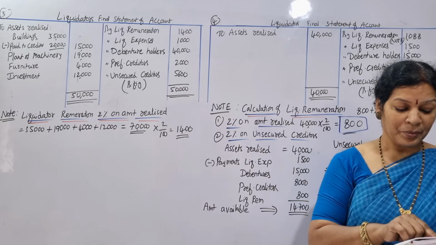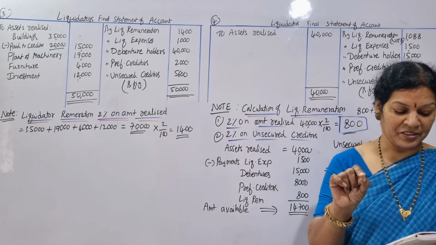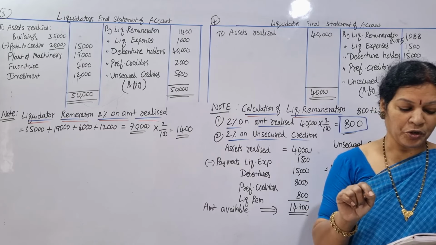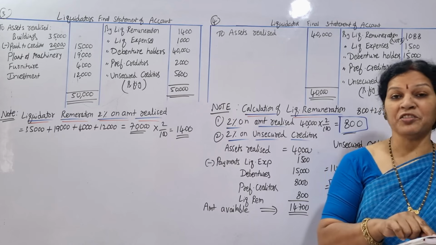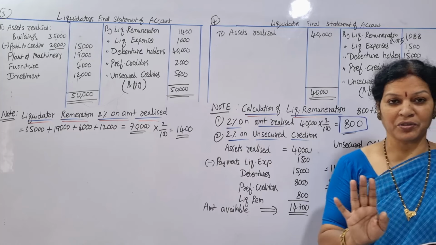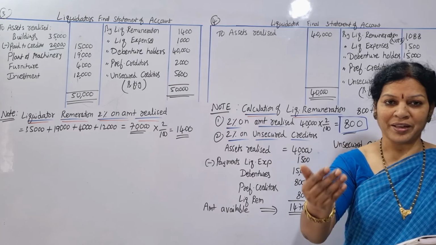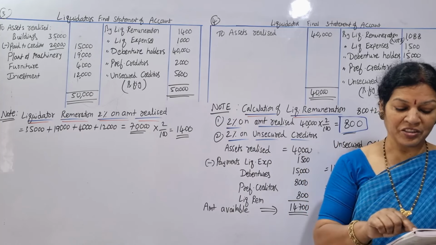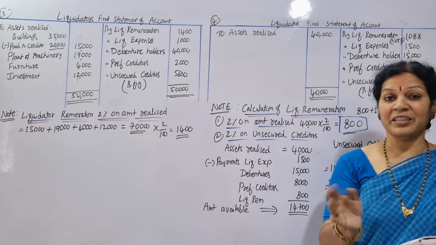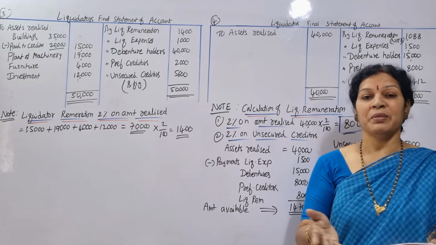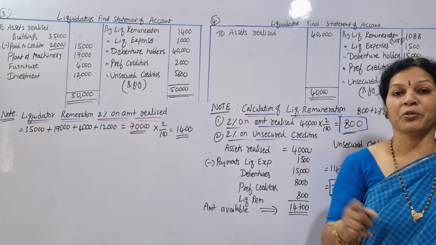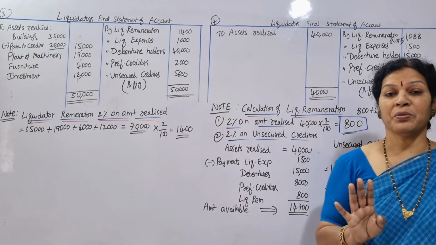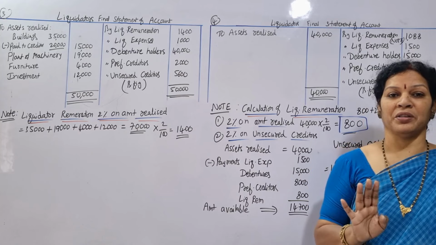Buildings. Please underline that buildings. Buildings 35,000 and on the top creditors secured by mortgage on building. Building 35,000 is not open. So on that mortgage is there. On mortgage 20,000 already creditors have taken. Means leftover building is how much? 35,000 minus 20,000. That is 15,000 only building we are going to take.